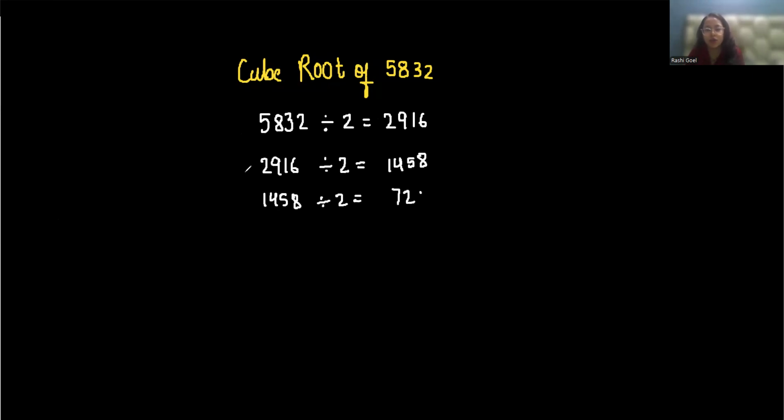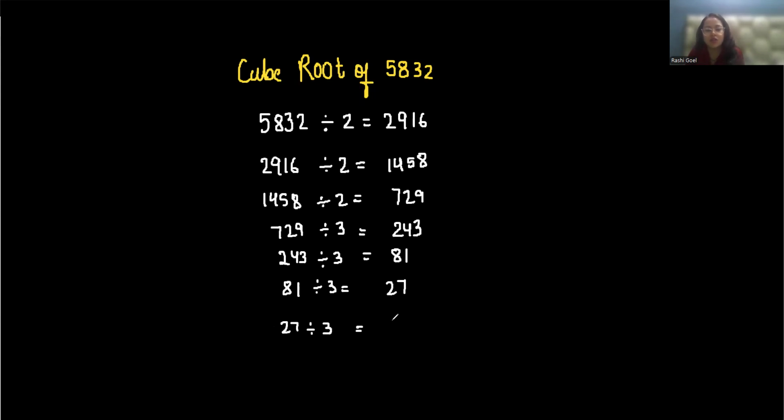We get 729. Now it's an odd number, so now go with the next prime, that is 3. So 729 divided by 3 gives 243. Now 243 divided by 3 gives 81, and 81 divided by 3 gives 27. 27 divided by 3 gives 9, and 9 is the square of 3, so 9 divided by 3 gives 3, and 3 divided by 3 gives 1.